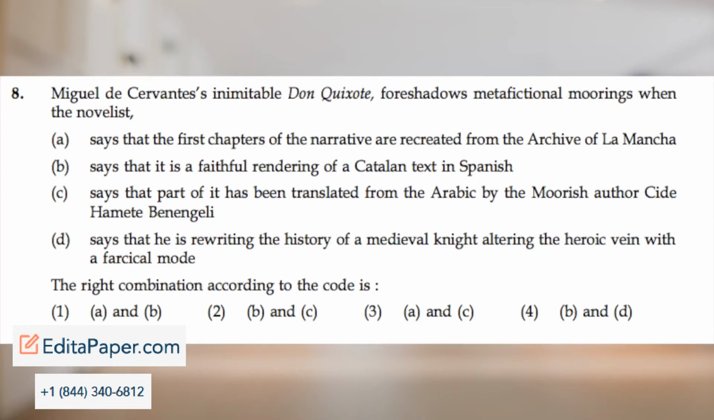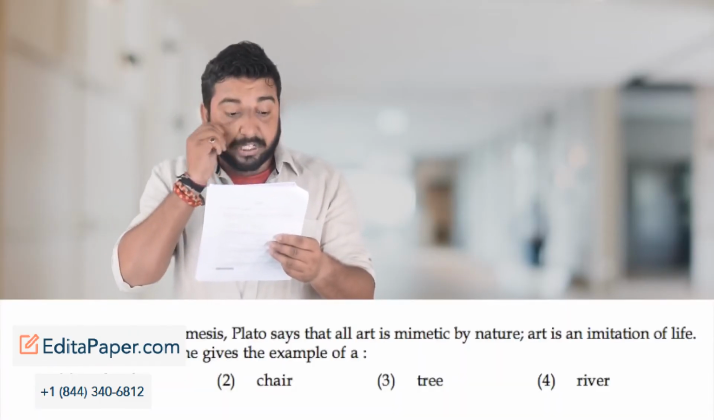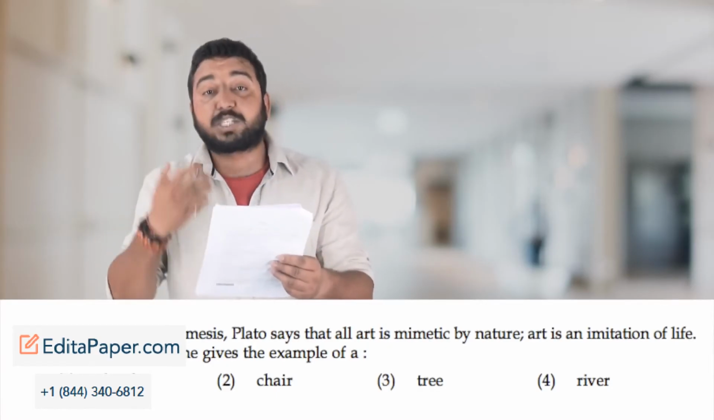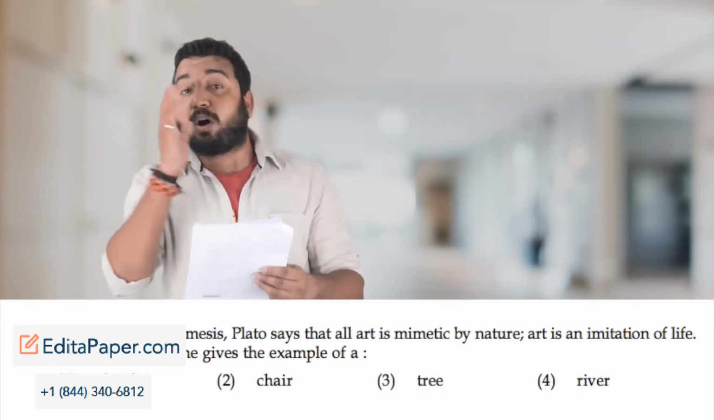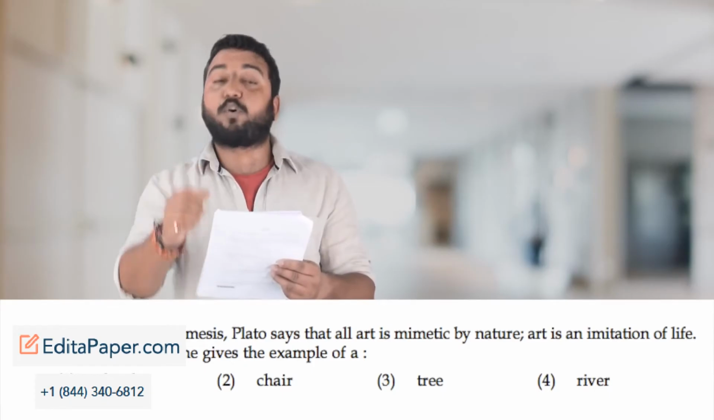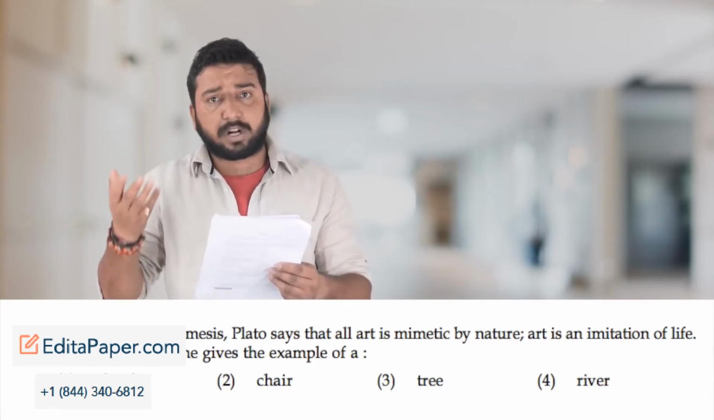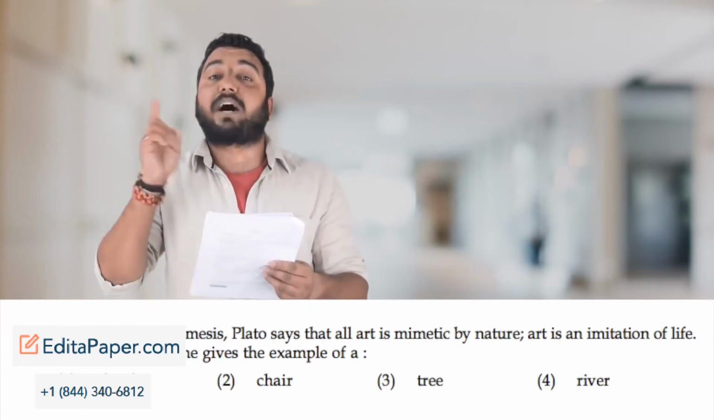The next question: in the theory of mimesis, Plato says that all art is mimetic by nature. Art is an imitation of life, and to argue his case, he gives one of the easiest examples. He simply talks about a chair. So guys, as I told you, Don Quixote is most important, and so are Plato's imitation idea and cave theory. If you watch my last video on Plato and criticism, you will get to know that we have talked about the chair and the painter who gets the idea.